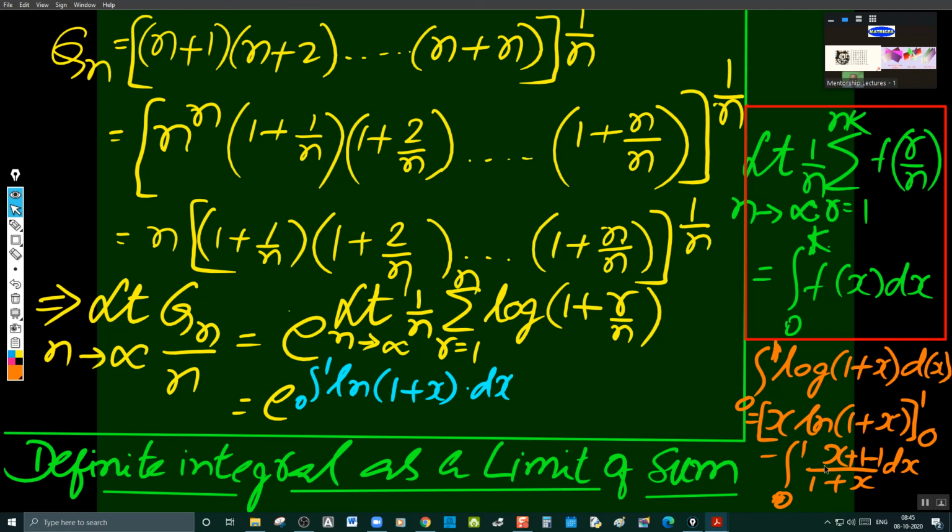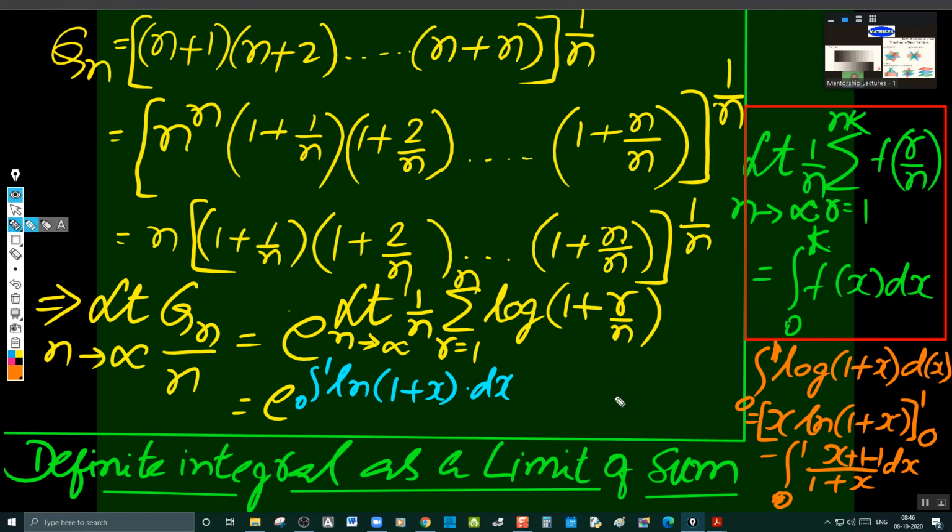इधर आपको x means you will get 1. So log 2 minus 1, log 2 minus 1 plus log 2. 2 log 2 minus 1. फाइनल आंसर 4/e है. Correct, beta. Correct. You are right. You are right.